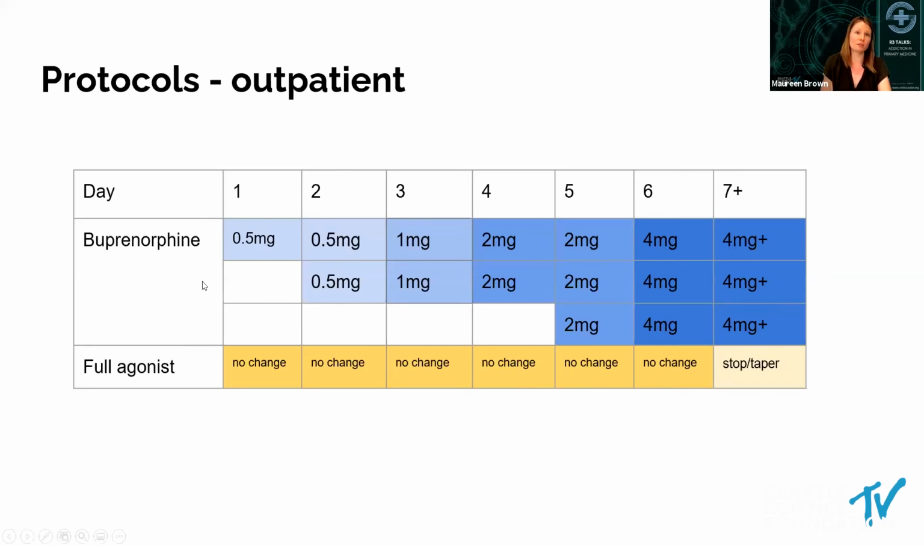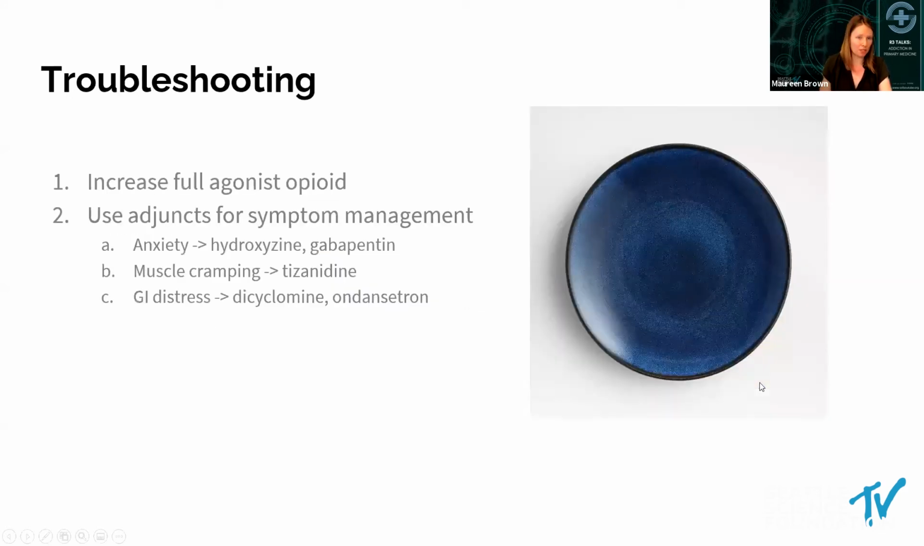So a 0.5 milligram dose can easily be made by cutting a 2 milligram film into quarters, and it starts with just one dose and then increases to BID and then increases the dose gradually until by day 7, you're getting up to whatever maintenance dose a patient might need.